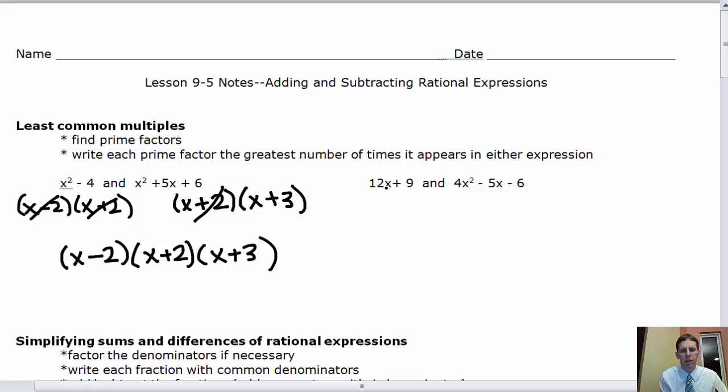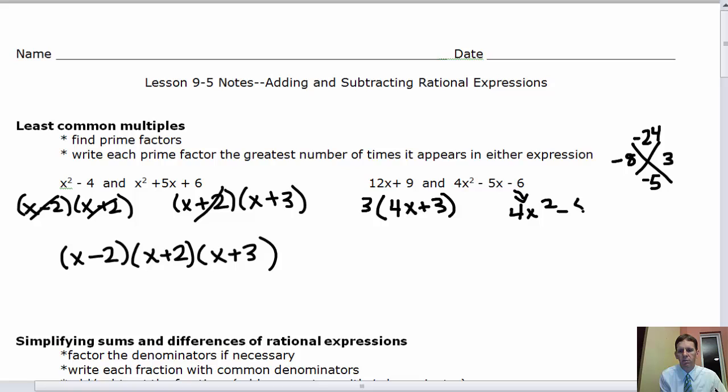Let's try another example. For the second problem with 12x plus 9 and 4x squared minus 5x minus 6, you can factor a 3 out of the first term, and you're left with 4x plus 3. Now, I've talked about how to go about solving this type of problem where you're looking for two numbers whose product is a times c, which would be negative 24, and whose sum is negative 5, the number in the middle. The two numbers we're looking for here are negative 8 and positive 3. They'll replace our middle term, so we're going to have 4x squared minus 5x minus 6. Our middle term becomes negative 8x plus 3x.